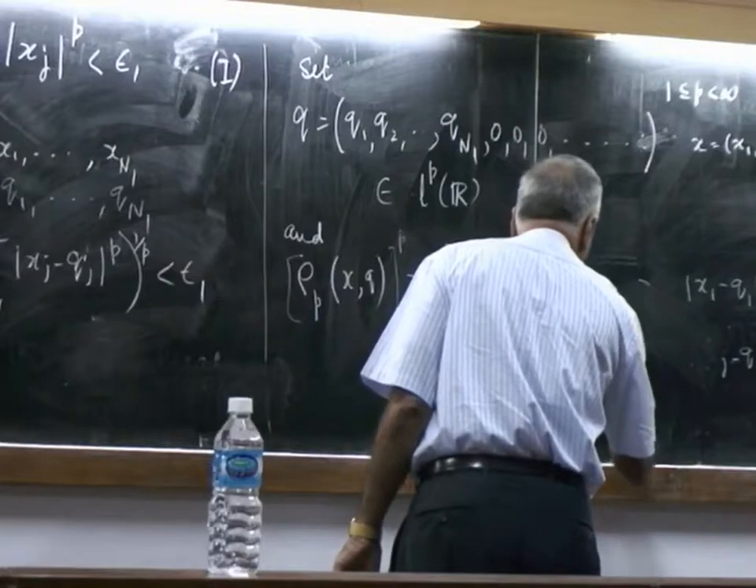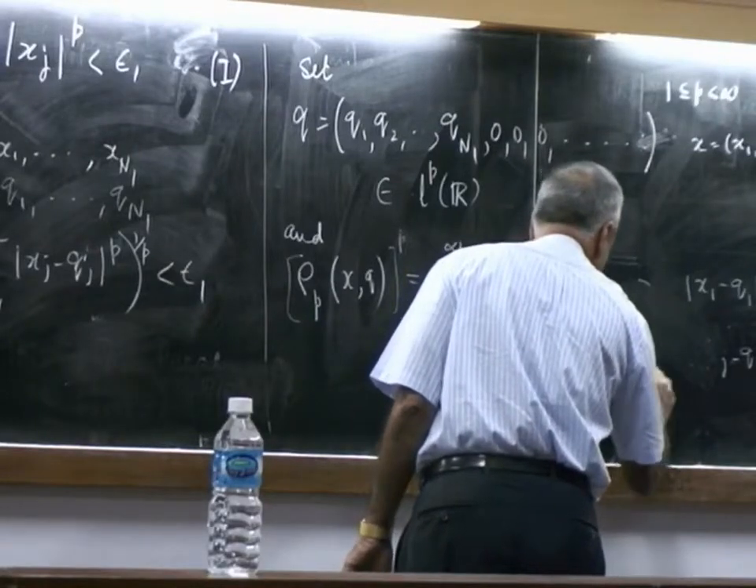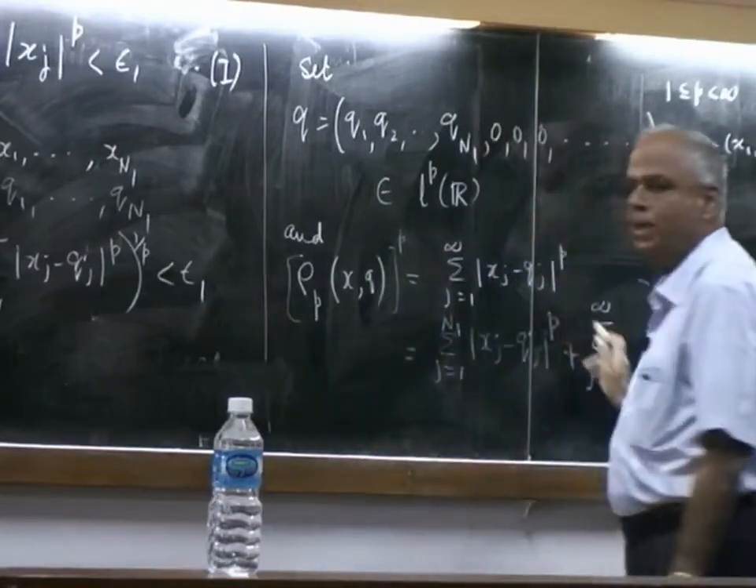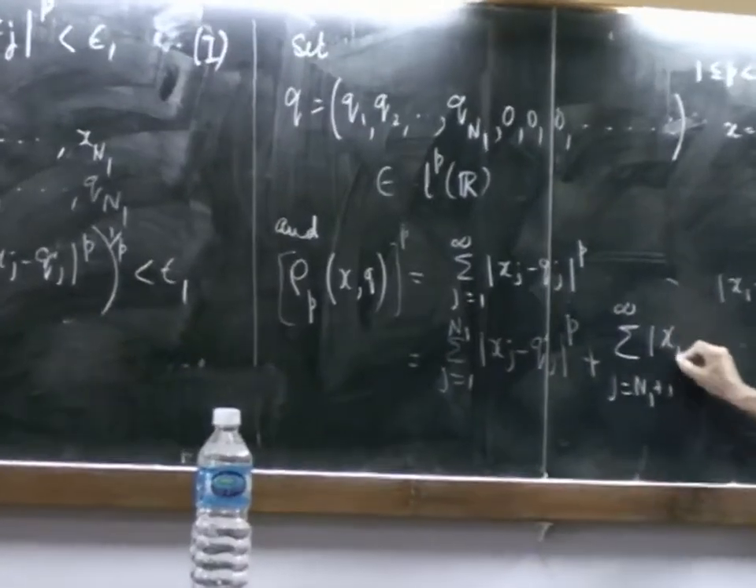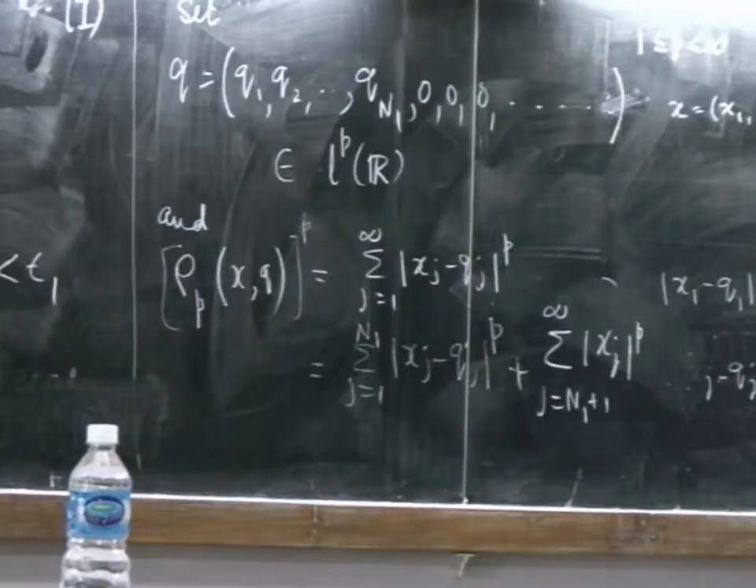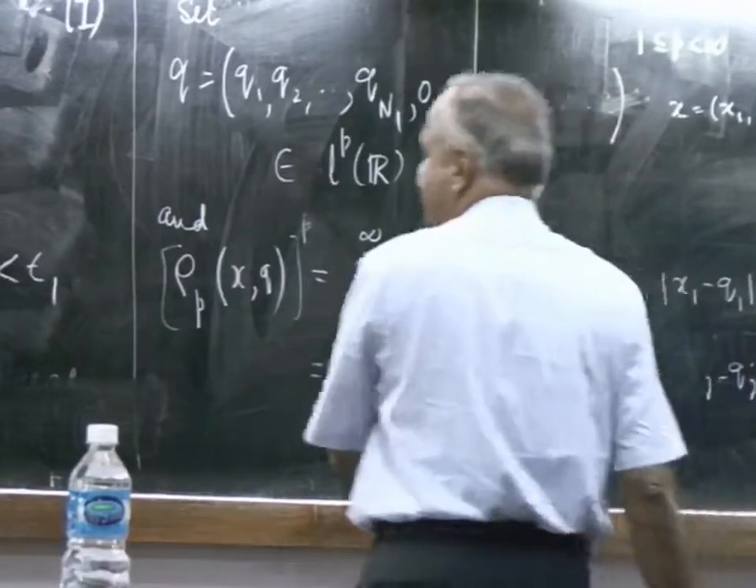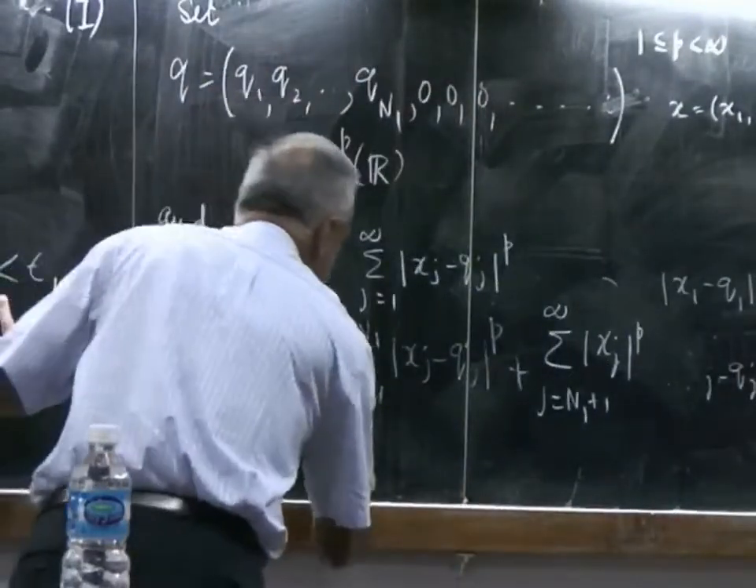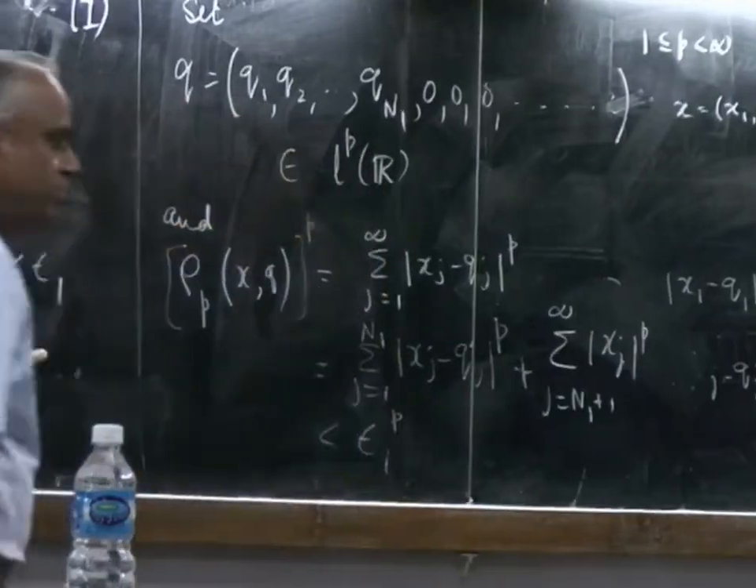In the latter part, what is q_j in these places? It is 0, so it is only mod x_j to the power of p. Now what do I know about this? This is less than epsilon 1 to the power of p.